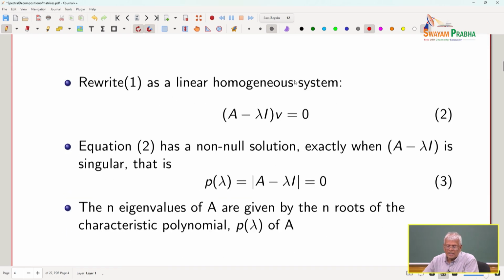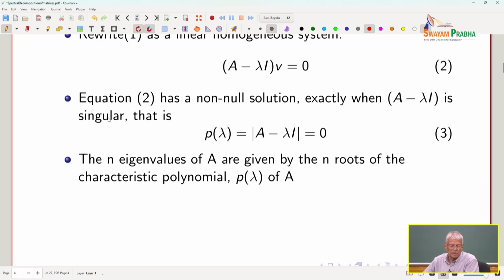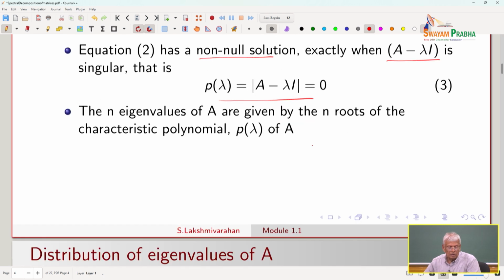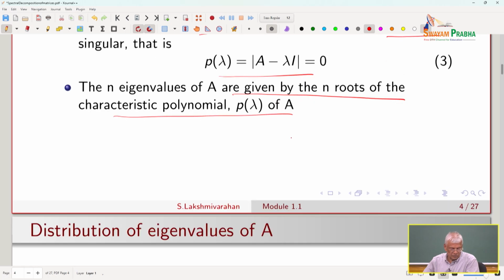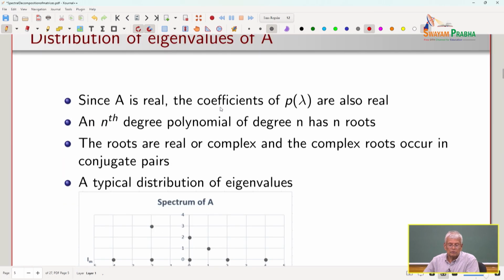So, rewrite equation 1 as a linear homogeneous equation, (A minus lambda I) v is equal to 0, as equation 2. Equation 2 is a homogeneous equation, it has a non-null solution exactly when the matrix A minus lambda I is singular, that is, P(lambda) equal to determinant of (A minus lambda I) is 0. So, the n eigenvalues of A are given by the n roots of the characteristic polynomial P(lambda) of A, which is given in 3. Now I am going to talk about the distribution of eigenvalues of A.